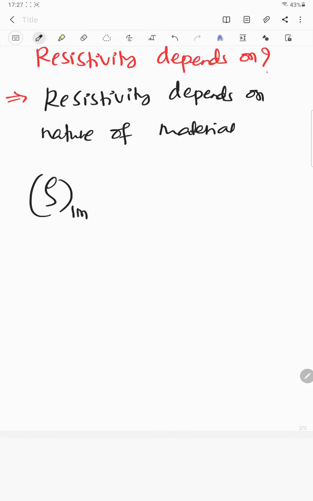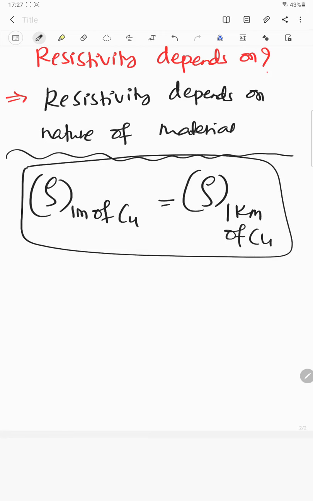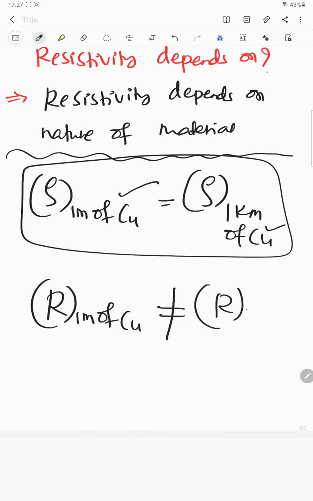of 1 meter of copper is equal to the resistivity. There is no need to write like this. The answer is: resistivity of 1 meter of copper equals resistivity of 1 kilometer of copper. This is very important. Here copper is important; whether it is 1 meter or 1 kilometer is not important. But the resistance of 1 meter of copper will definitely not be equal to the resistance of 1 kilometer of copper.